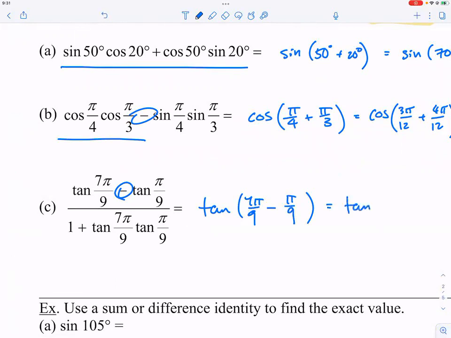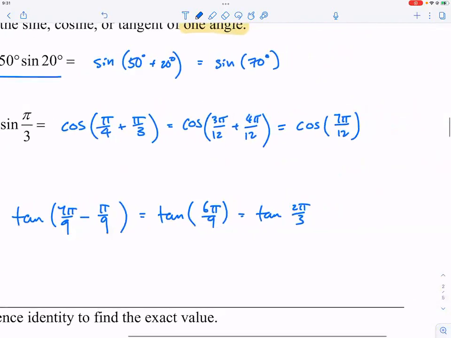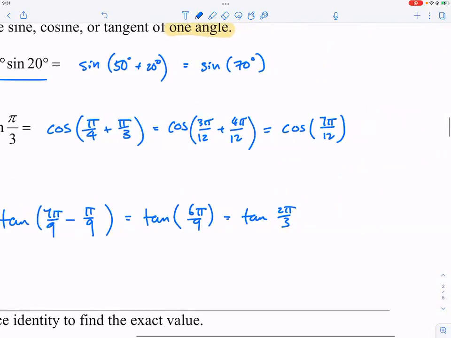So you have tangent of 6 pi over 9, which you can reduce to 2 pi over 3. Hey, what is tangent of 2 pi over 3? Negative root 3.